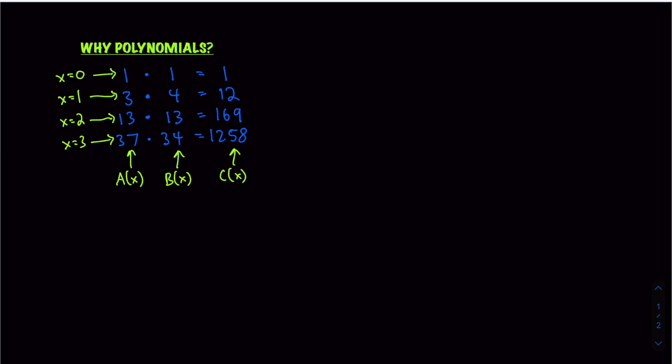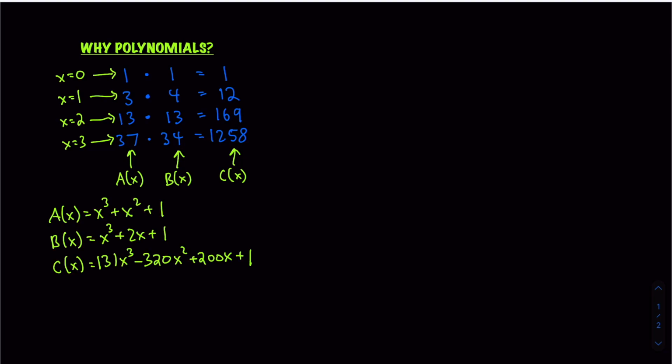Doing that, we end up with the polynomials, again using Lagrange interpolation. A of x equals x cubed plus x squared plus 1. B of x equals x cubed plus 2x plus 1. C of x equals 131x cubed minus 320x squared plus 200x plus 1. Now you might wonder, does A of x times B of x equal C of x? Well, not exactly. If we multiply the polynomials, we get A of x times B of x equals x cubed plus x squared plus 1 times x cubed plus 2x plus 1, which is a degree 6 polynomial, while C of x is only degree 3, so they're not equal.